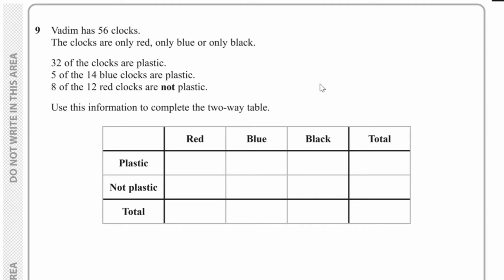Question number 9. Vadim has 56 clocks. The clocks are only red, only blue, or only black. 32 of the clocks are plastic. 5 of the 14 blue clocks are plastic. 8 of the 12 red clocks are not plastic. We have to use this information to complete the two-way table.